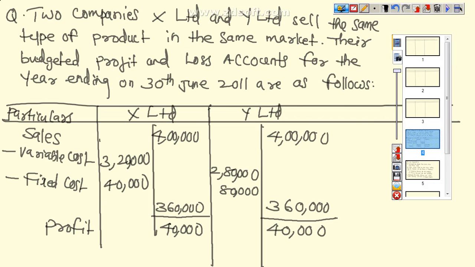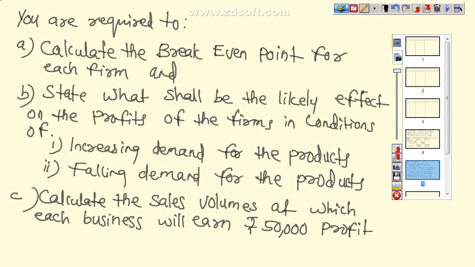Today I have come out with another question on marginal costing and profit planning. So let's understand the question. The information is given for two companies, X Limited and Y Limited. They sell the same type of product in the same market, and sales, variable cost, fixed cost and profit are given. Based on this information, first we calculate the break even point, then we have to state the effect on the profits of the company in conditions of increasing demand and falling demand, and calculate the sales volume to earn a profit of 50,000. So one by one we do this question.